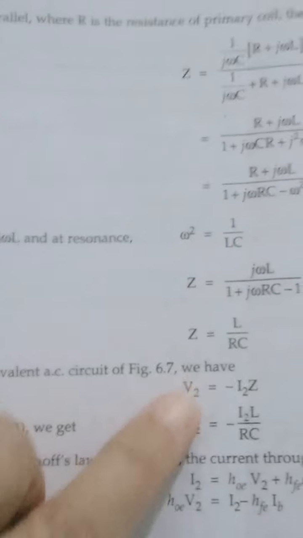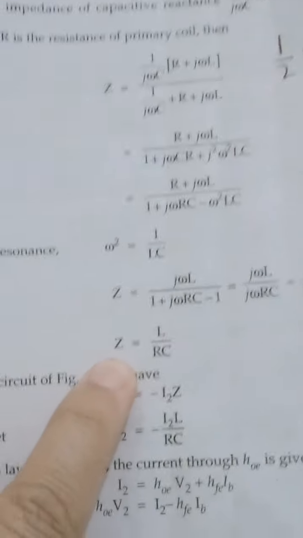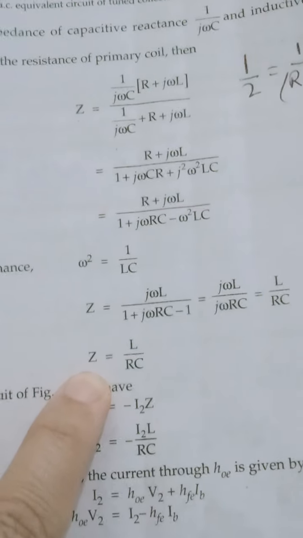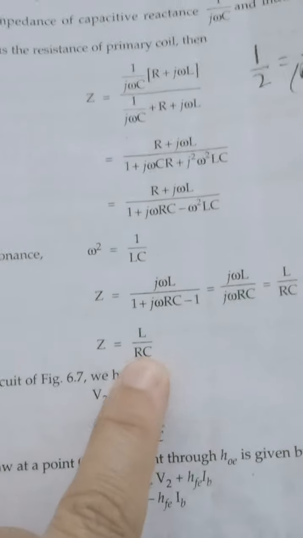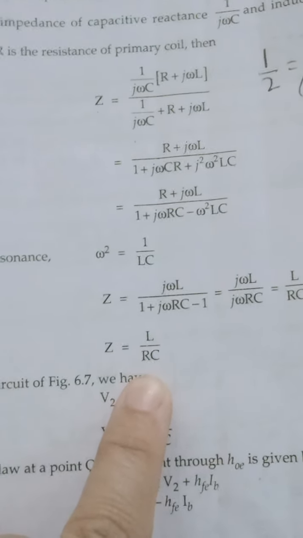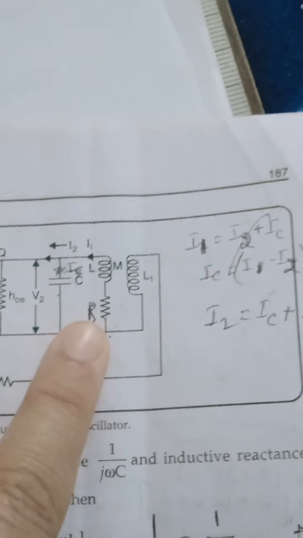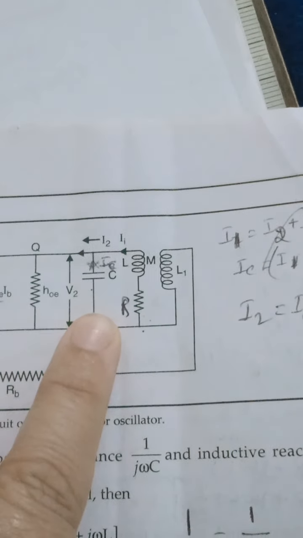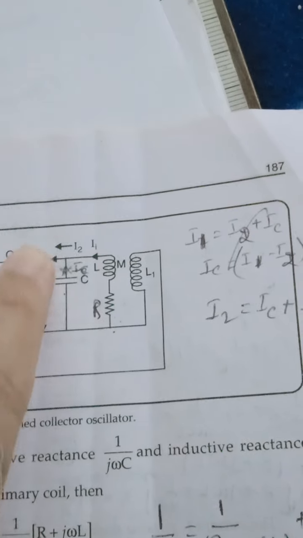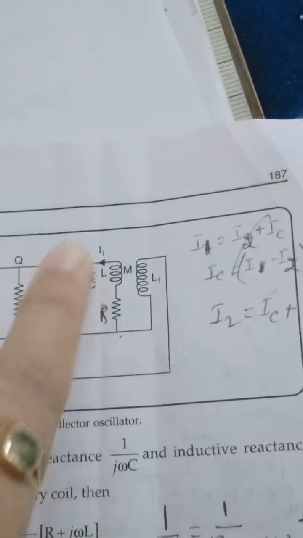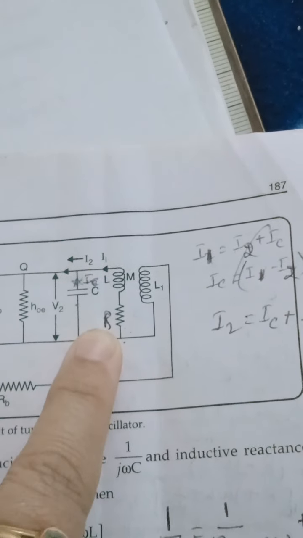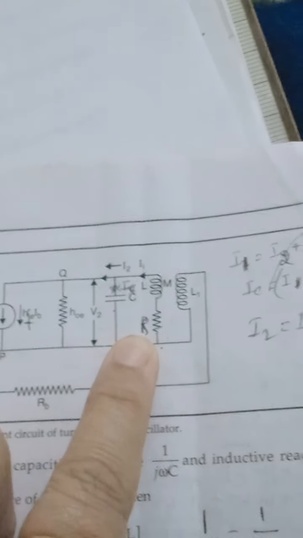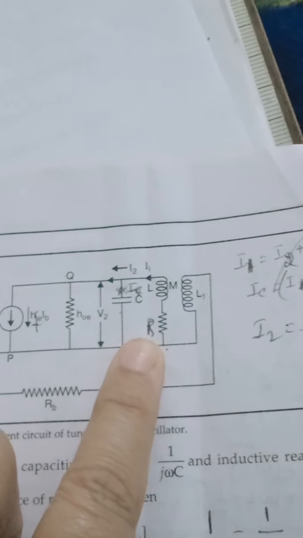And finally we get the expression for the impedance of the components L, R and C as L upon RC. And since we have calculated the impedance of this, so this voltage V2 can be calculated by multiplying this current I2 and the equivalent impedance Z. But here is a concept involved over here.